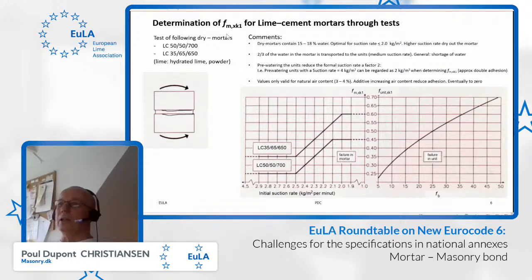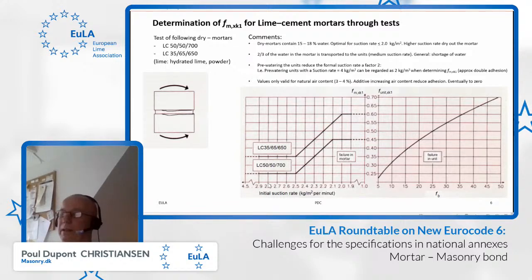The determination of Fmxk1, that is the adhesion, the flexural strength in the mortar. We have made a lot of tests using lime cement mortar, lime cement 50-50, 700, lime cement 35-65, 60, 650. And we get this curve we have here, where we have the one with the small amount of cement here, and the curve for the mortar with a large amount of cement here, and of course it is a little higher.